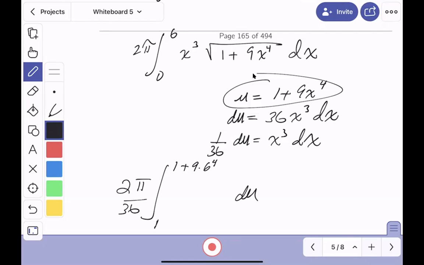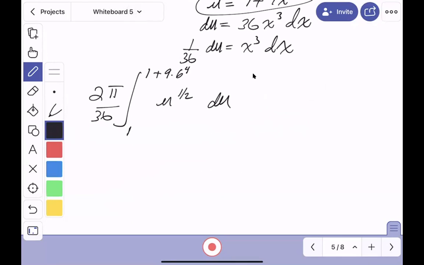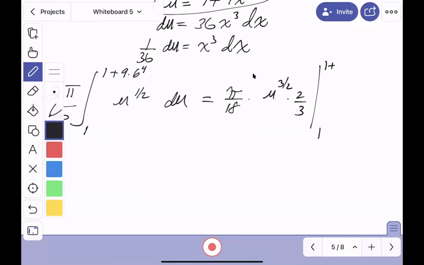All right. And then what do you get? You're going to get u to the half power. I'm going to keep doing it. Pi over 18. And then you have to increase the exponent by 1, so it's going to be 3 halves, right? Divide by 3 halves or multiply by 2/3. And that's going to be from 1 to 1 plus 9 times 6 to the 4th.